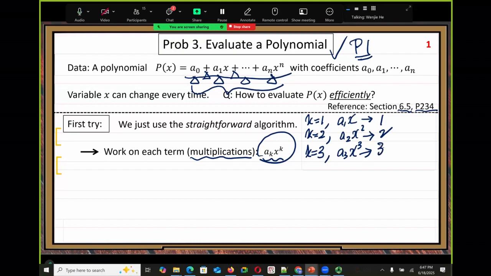So you need 3. Is it enough to find the rule? Can you see the rule? After you do some simple experiments, you can easily find the rule, right? So now you apply that rule on this general case, ak times x to the k. What is the answer? How many multiplications do you need for the general term? Type your answer in the chat area.